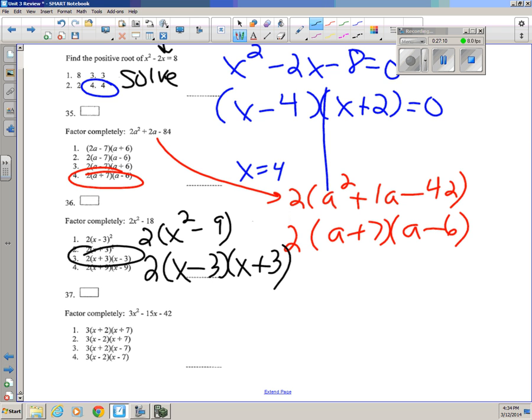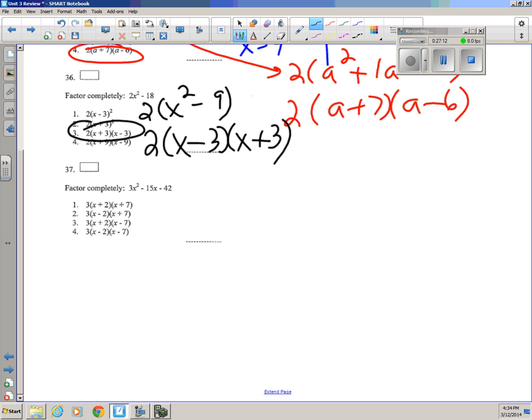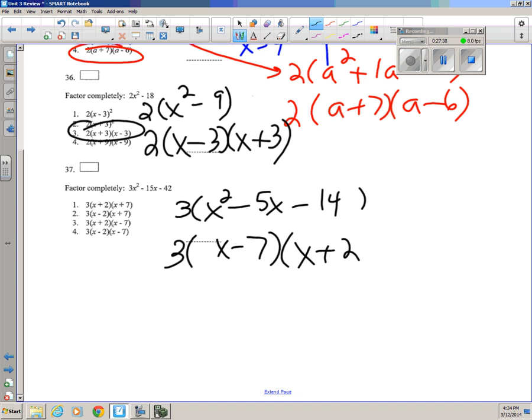Factor completely. One more time. There's no equation. Don't solve a darn thing. We're going to pull out the GCF. 3 times x squared minus 5x minus 42. Didn't we just, oh no, not 42. So we just did something like that. Minus 14. Sorry about that. So what's going to multiply to negative 14 but add to negative 5? I think I'm getting a little delirious now. So I've got 3 times the quantity of x minus 7 and x plus 2. Choice 3.